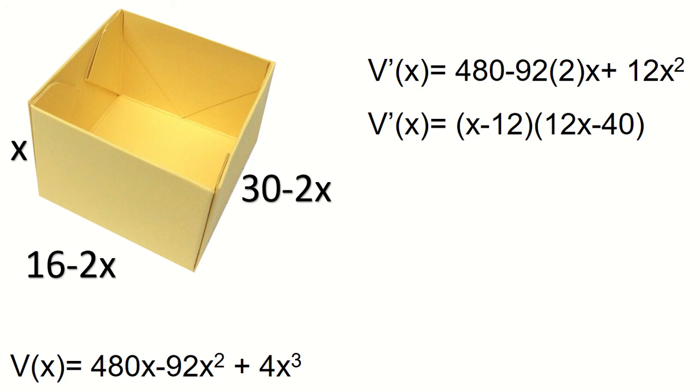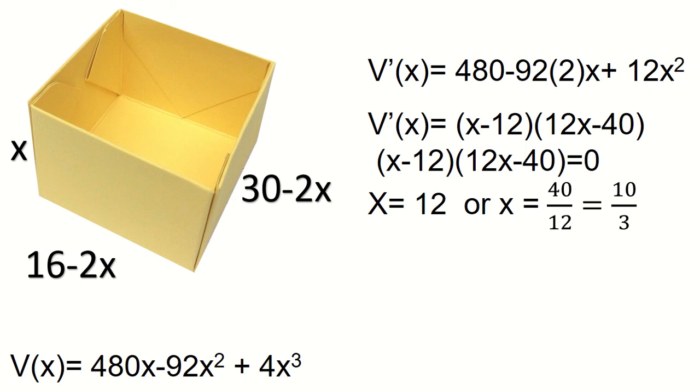So, i-factor natin ang 184x, 480 minus 184x plus 12x squared. The factor is x minus 12 times 12x minus 40. Buti na lang, factorable. Then equate to 0. So therefore, x minus 12 is equal to 0 or 12x minus 40 is equal to 0. So for x equals 12 or x equals 40 over 12, divided by 4 both sides, you've got 10 over 3. So these are the candidates or the critical points. Yung 12 at saka 10 over 3.